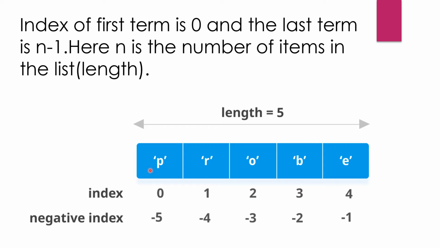Here an example is given. There are a total of 5 objects, which becomes the length, and the index numbers start from 0. So the index number of p is 0, then 1, 2, 3, 4. Index numbers can also be negative, starting from the negative of the length: -5, -4, -3, -2, -1. In negative indexing there is no 0, but in positive indexing you will see a 0 at the start.